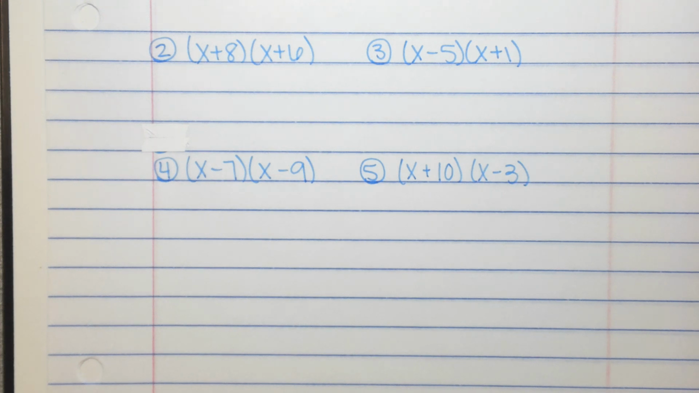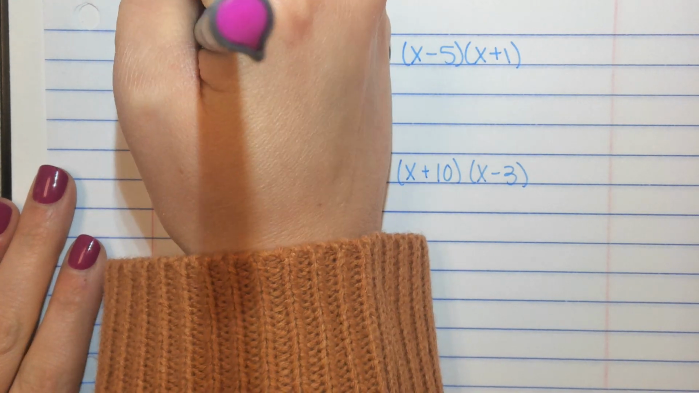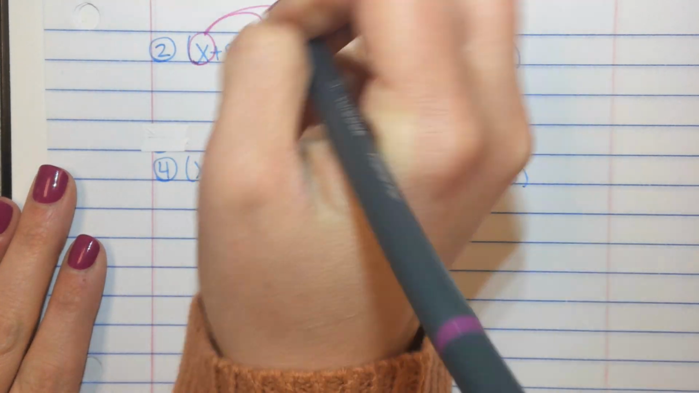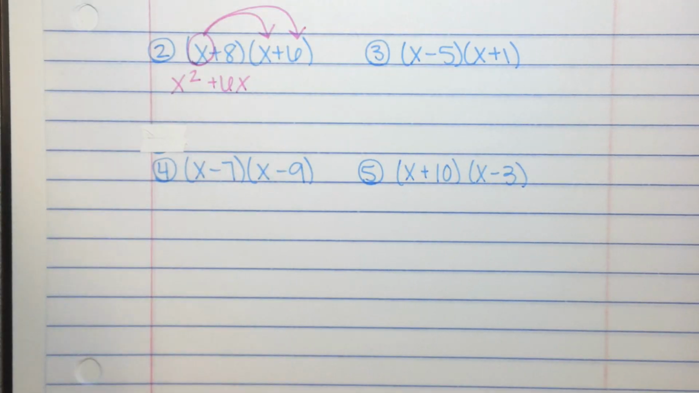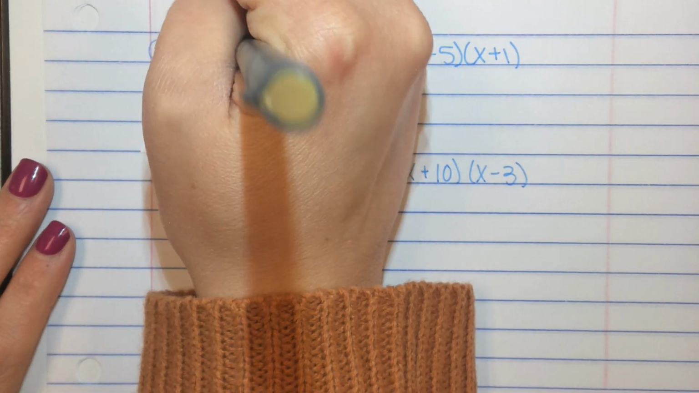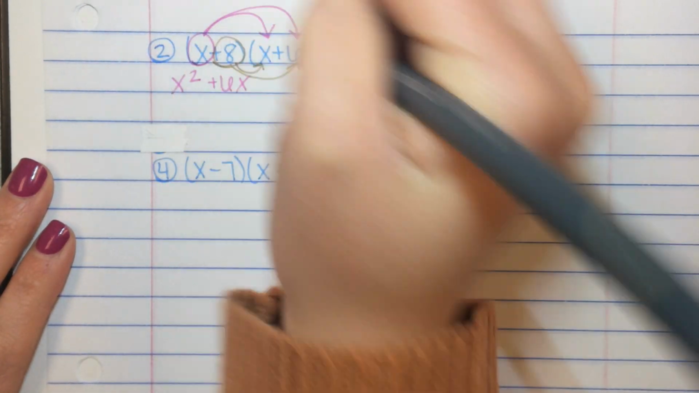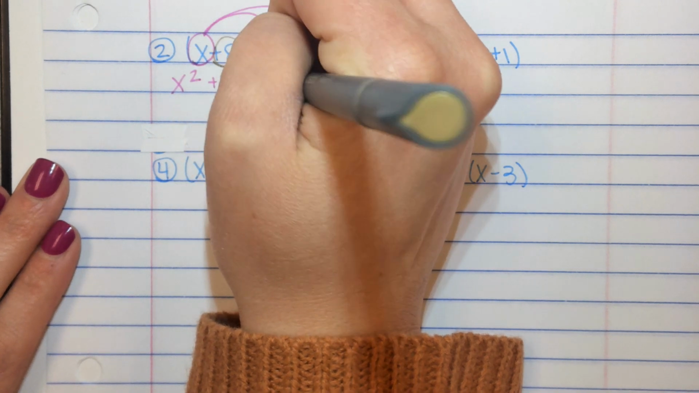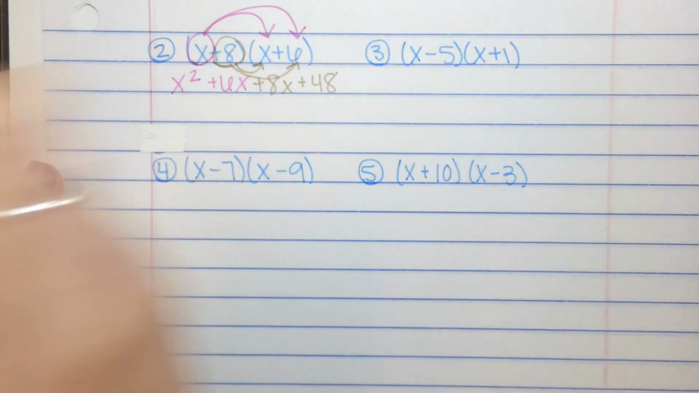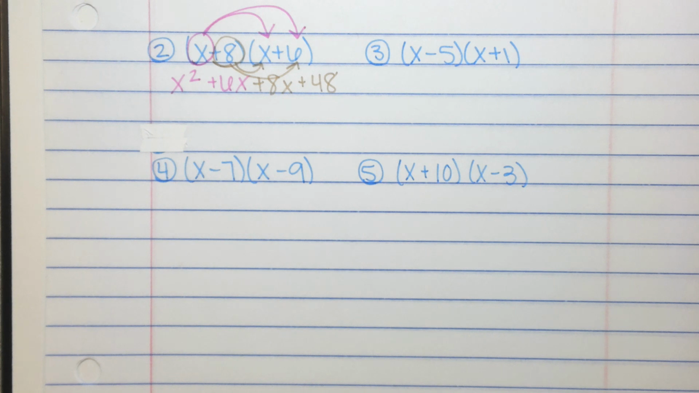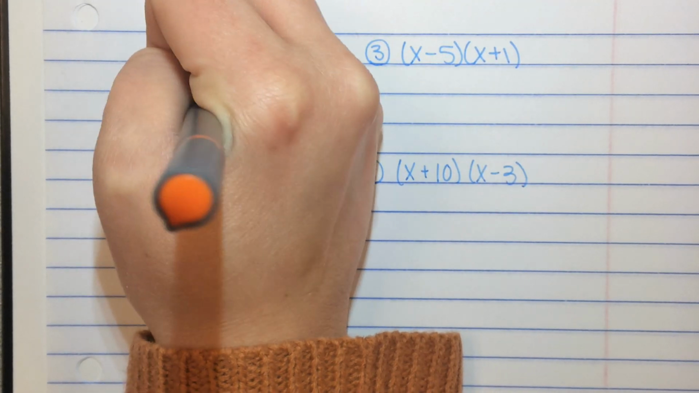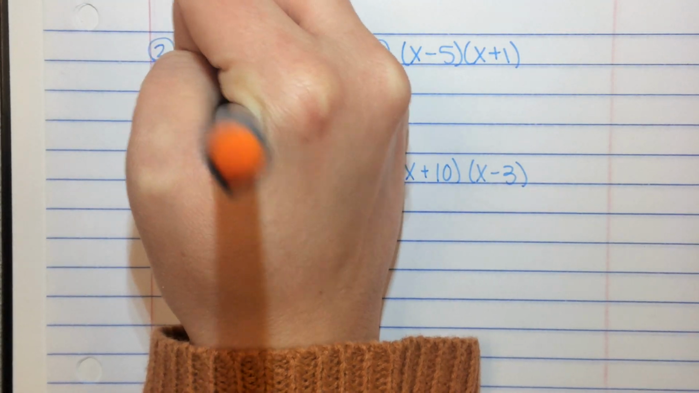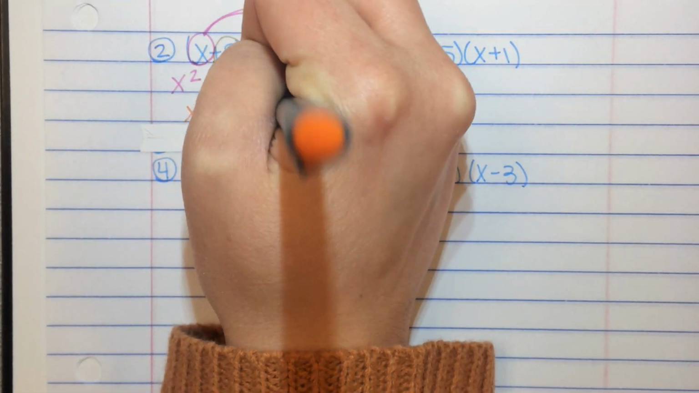Okay, so number 2, let's think of the double distributive property. So I'm going to distribute this x to both terms. So x times x is x squared, x times 6 is 6x, and then I'm going to distribute the 8. So 8 times x and 8 times 6. 8 times x is 8x, 8 times 6 is 48. I'm going to combine my like terms in the middle. I have x squared, 6 plus 8 is 14, so that's 14x, and then plus 48.